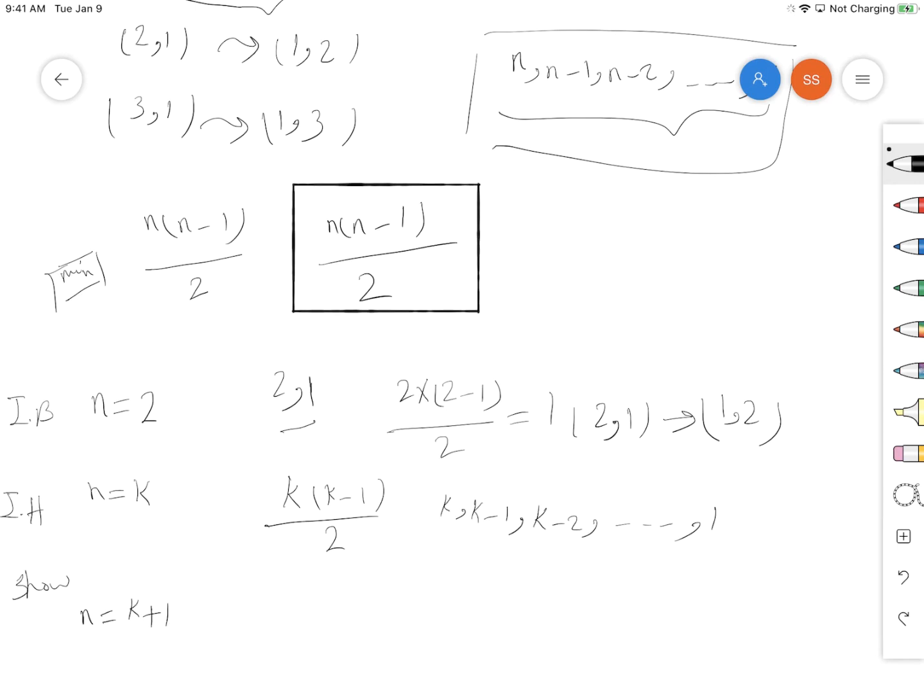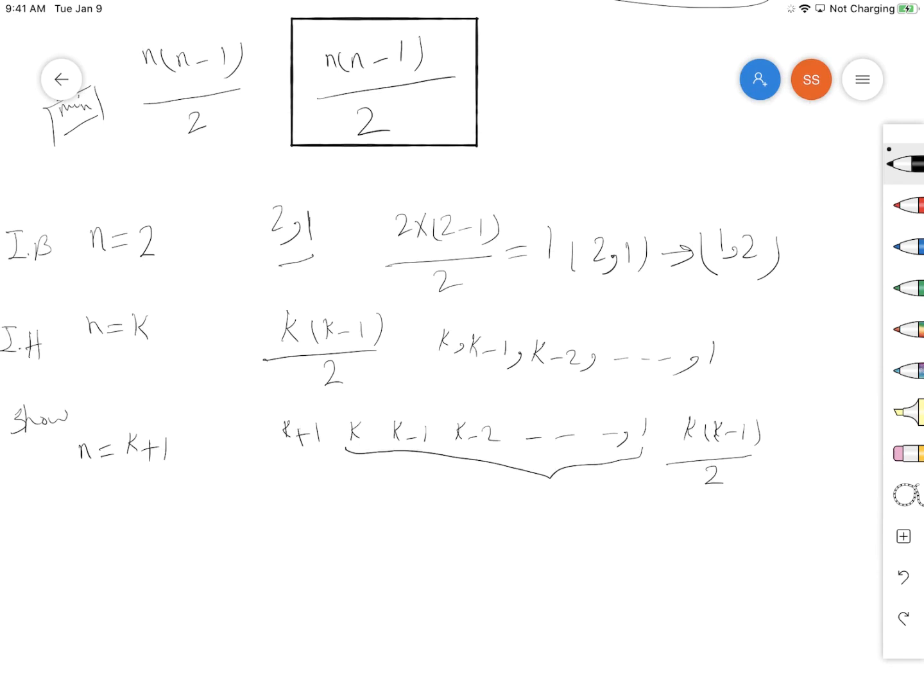So when the number of numbers that we have in our array is k plus 1, we have something like here: k plus 1, k, k minus 1, k minus 2, until we have this number 1 here. So for these k numbers that we have here, we had to do at least k multiplied by k minus 1, divided by 2 comparisons.